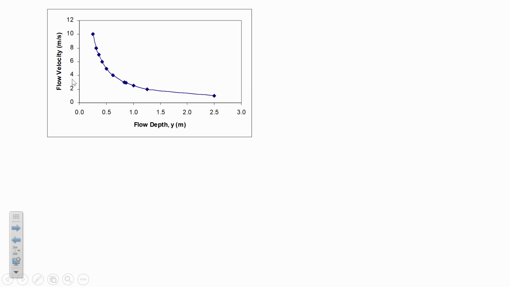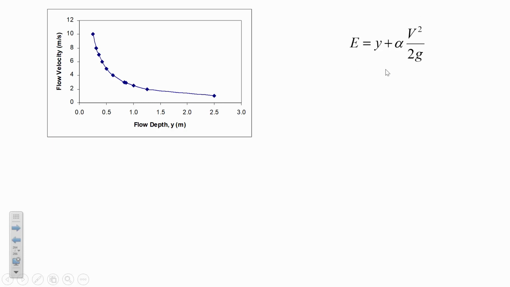This is a graph of that same data, flow velocity versus depth. And this graph's not that important. It's the next graph that's more important, if we graph the specific energy versus flow depth. This was velocity versus depth. And so the trend was, if you had a high velocity, you had to have a low depth, and a high depth was a low velocity, but each one of these points all had the same flow rate. Remember, the flow rate was 10 cubic meters per second for all of them.